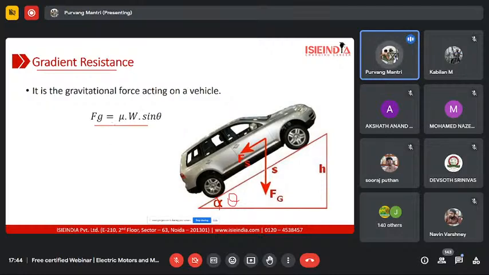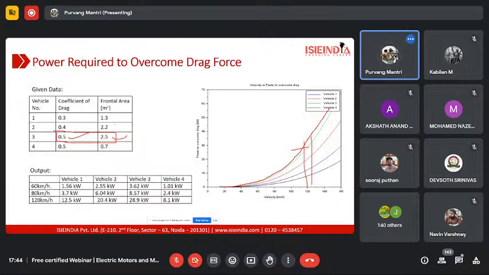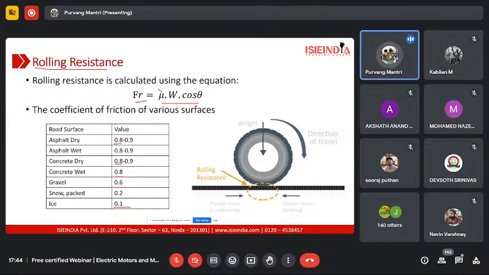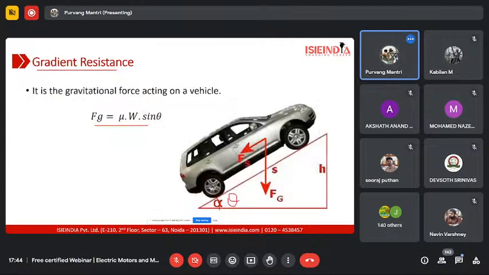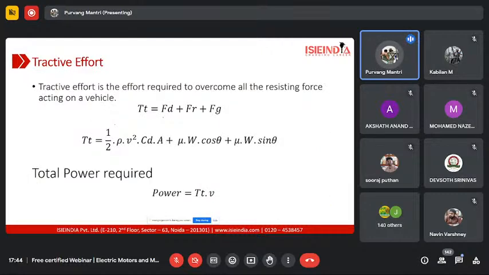Once we have all three forces, the drag force, rolling resistance, and gradient resistance, all we have to do is add all of them, and that's how we get the total tractive effort, or the total force that is required to be overcome by the electric motor so that the vehicle gets into motion.